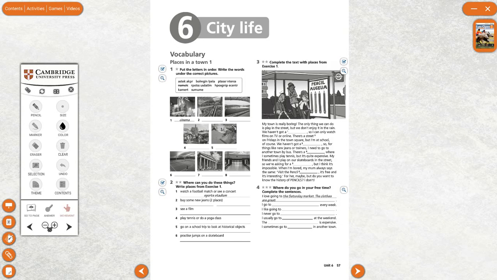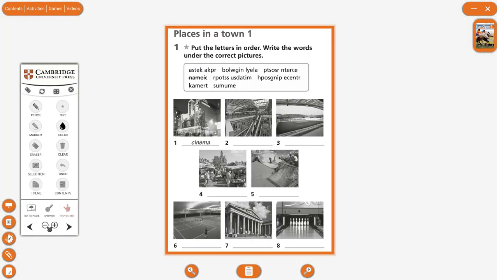Now we can start. Okay, look at page 57, city life, vocabulary, places in a town. Look at exercise 1, please. Put the letters in order, write the words under the correct pictures. There are letters, crossing words. In here, some letters are in the right place, so we have to write the words correctly, then match the pictures.